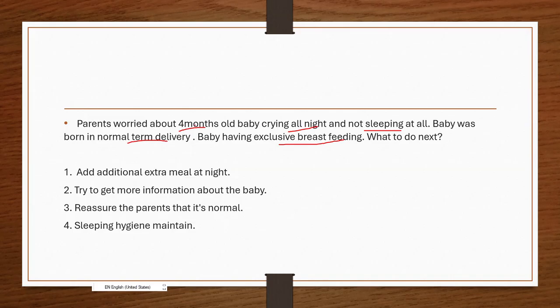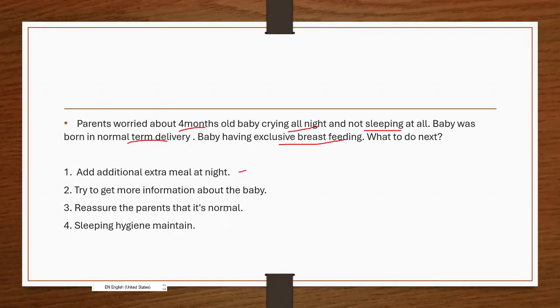It's like a small baby. They cry all night for various reasons. Okay, so what are you going to do if the mother comes with this concern? This could be a normal phenomenon, or it could be because the baby is hungry. Add an additional extra meal at night, to address the hunger, because the baby might be hungry, so he or she is crying without sleeping. So this is to address the hunger.